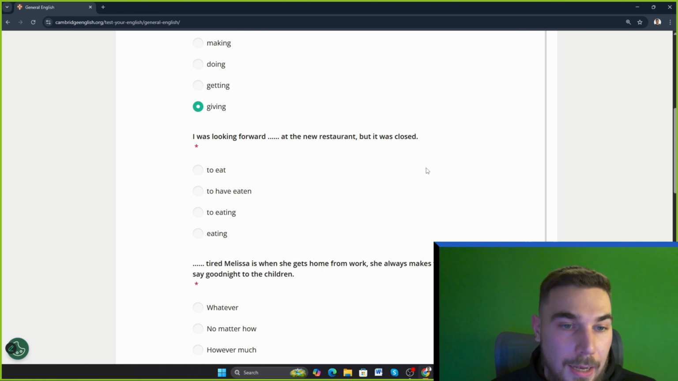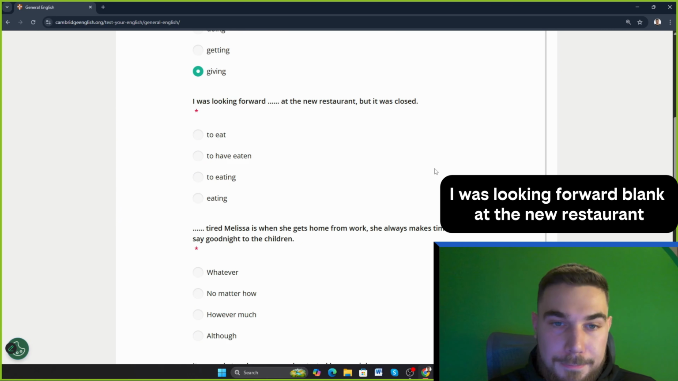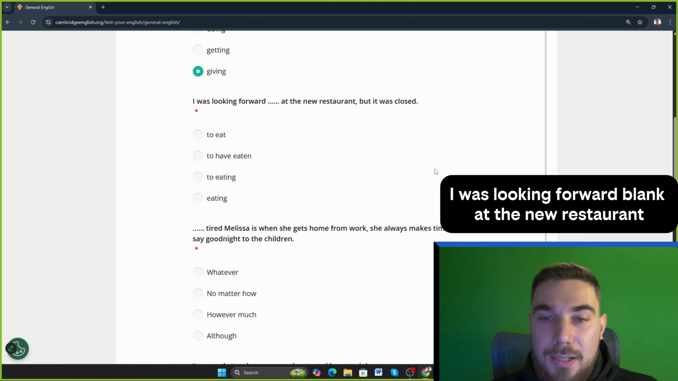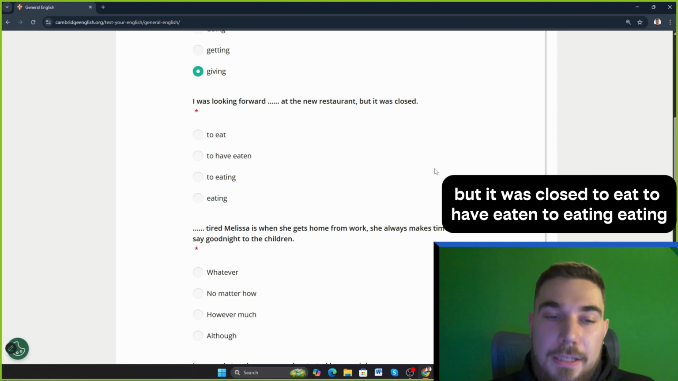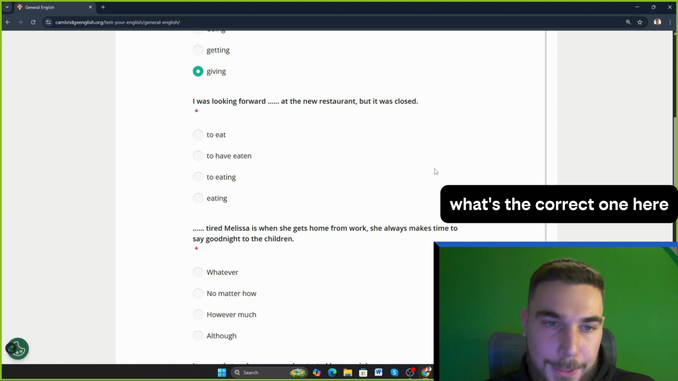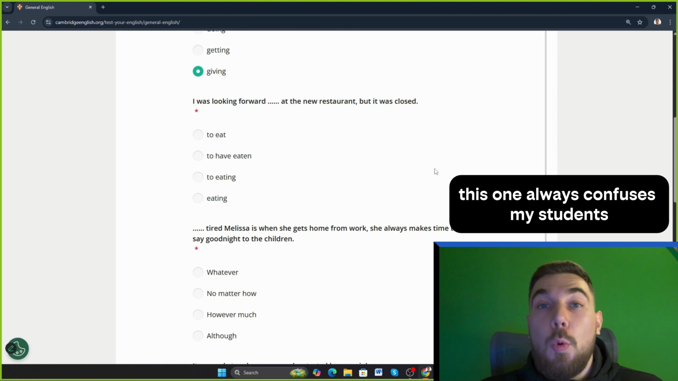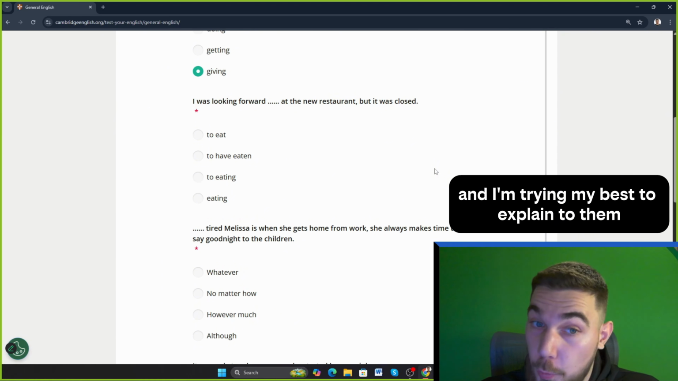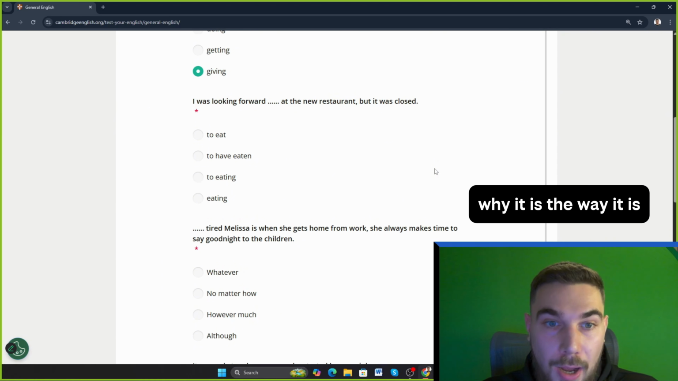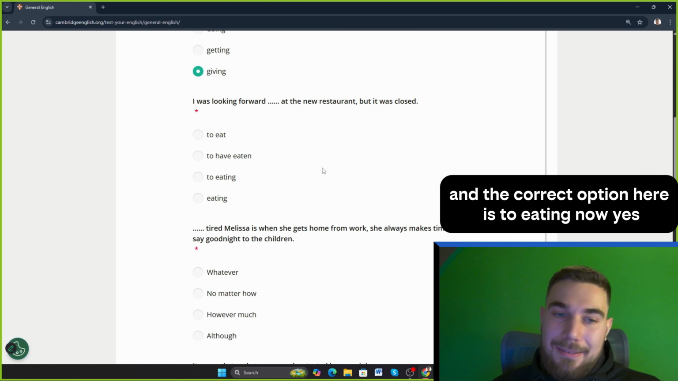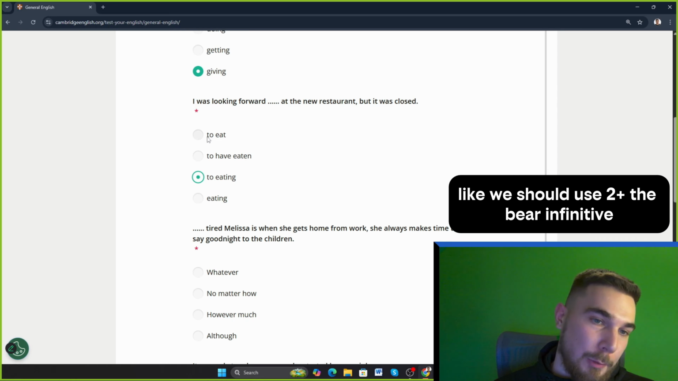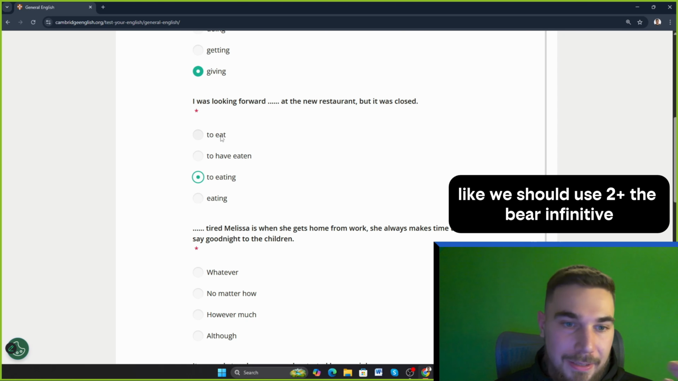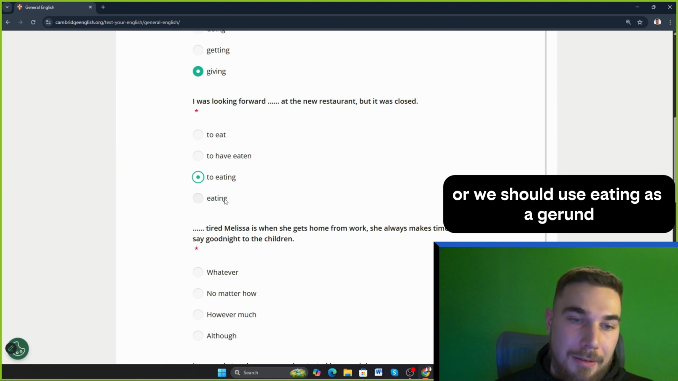Next up, I was looking forward, blank, at the new restaurant, but it was closed. To eat, to have eaten, to eating, eating. What's the correct one here? This one always confuses my students, and I'm trying my best to explain to them why it is the way it is. And the correct option here is to eating. Now, yes, this goes against so many things you were taught at school, like we should use to plus the bare infinitive, or we should use eating as a gerund.